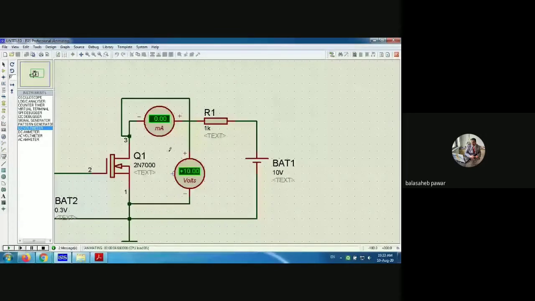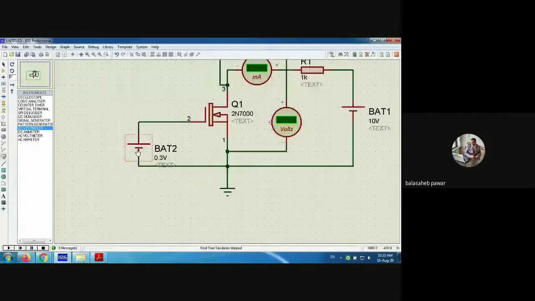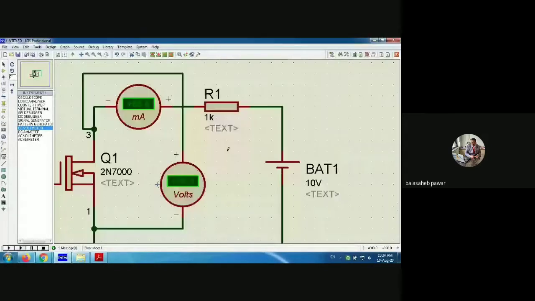So see, instead of 0.3, if I jump directly to 0.6, and if at 0.6 it remains 0, that means below 0.6 it will remain 0. That is the consideration. See again, ID remains 0 milliampere, and that's why the voltage across the transistor, which is nothing but the voltage across an open switch, is equal to the applied voltage, that is 10 volts.